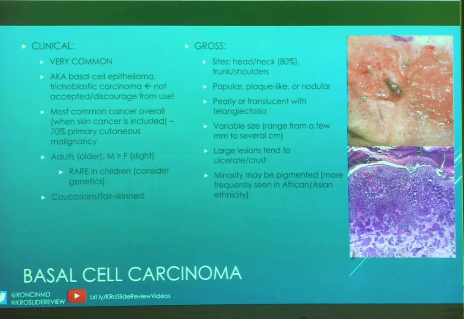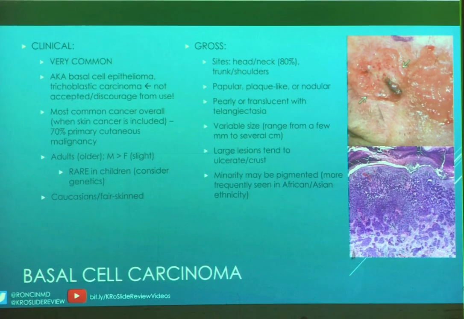Okay, it is the most common cancer overall when skin cancer is included. It accounts for 70% of primary cutaneous malignancies, so that's better than a coin toss. It occurs in older adults, men more than women, but again, slight predominance. It is extremely rare in children. So if it occurs in a child, you want to consider genetics. And as with most lesions, Caucasians and fair-skinned individuals are prone to having more of these.